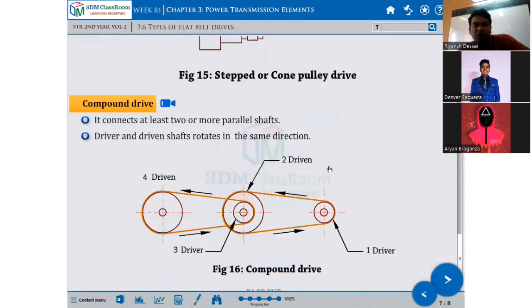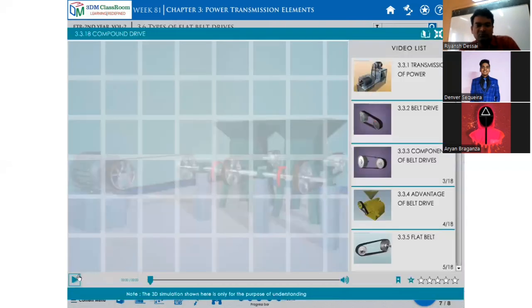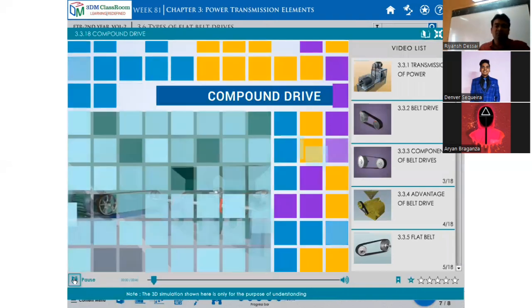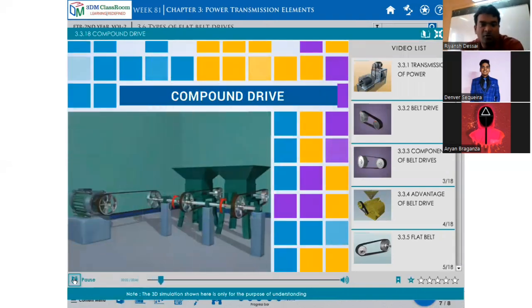A compound drive means one drive is getting over here, but the same shaft is a little bit extended and one more pulley is connected over there, and that drive we can transfer to another. So that is called a compound drive. It connects at least two or more parallel shafts. Driver and driven shaft rotate in the same direction. Compound drive. See how the compound drive looks.